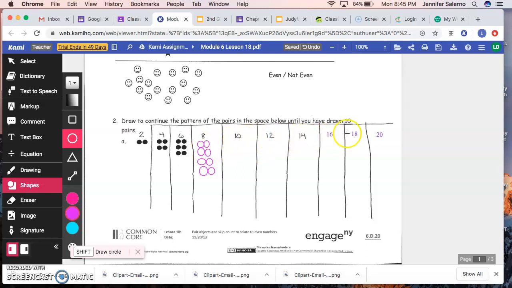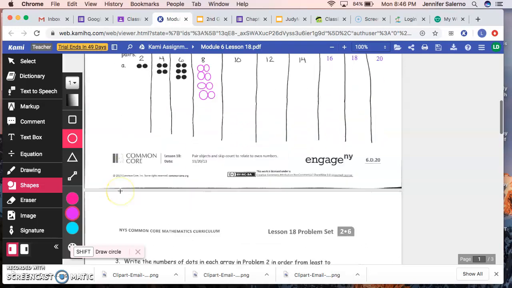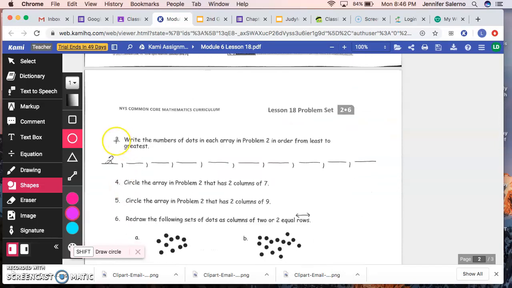And again, I helped you out by putting the total at the top already. You're just filling in the rest of the pairs to match the number. Because on the next page, I'm making it clear that you will have to come back to this example and use this in the other questions. So it's very important that this is correct because a lot of other questions are going to be based off of this. So as long as you're making the array based on the number I put here, you're going to be fine, okay? All right, so then number 3 says that you're going to write the number of dots in each array in problem 2 in order from least to greatest.